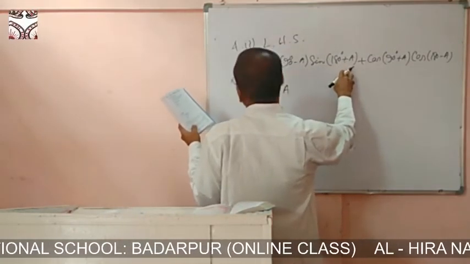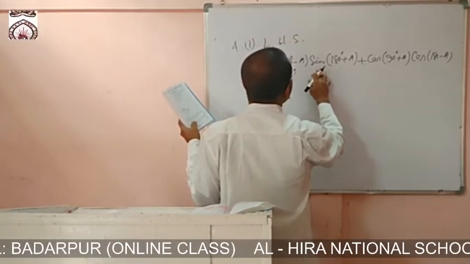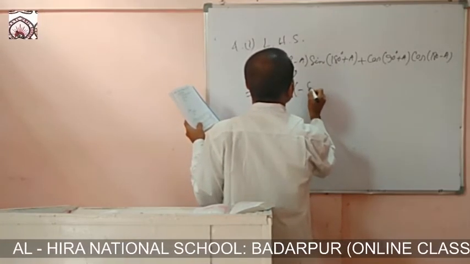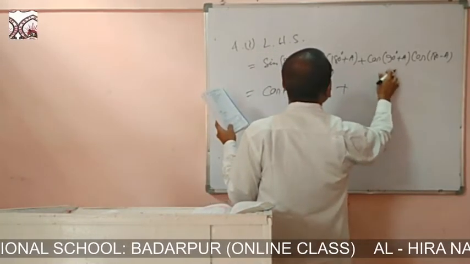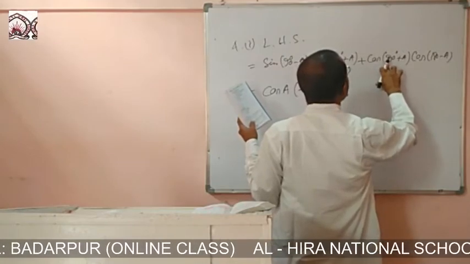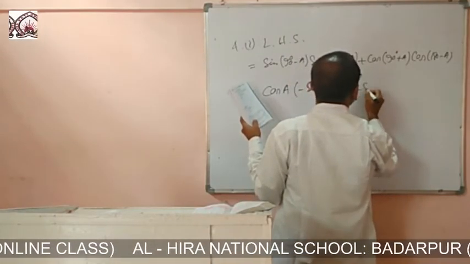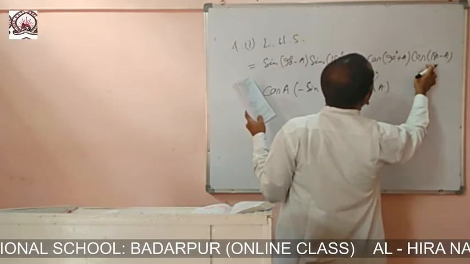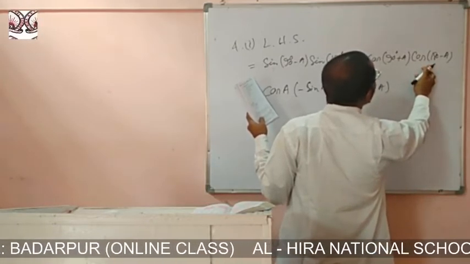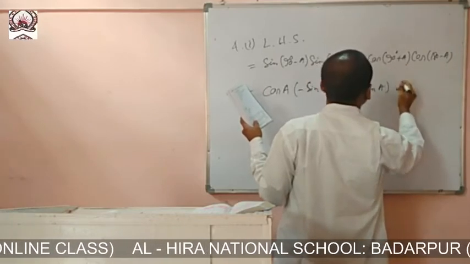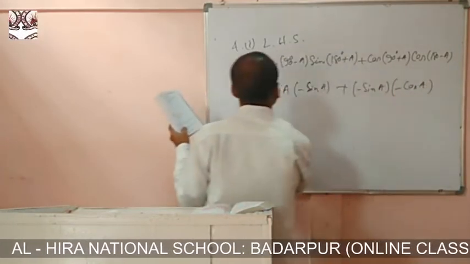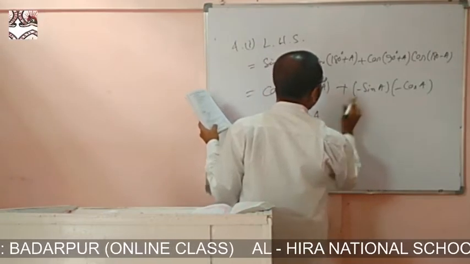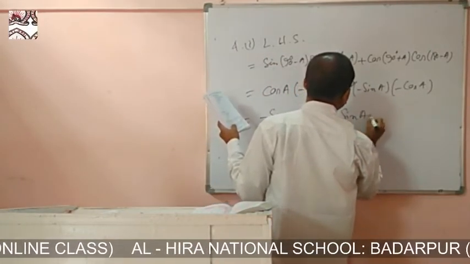Sin(180 plus A) is in the third quadrant and is an even multiple, so this will be minus sin A. Plus cos(90 plus A) is an odd multiple, so cos will become sin, so minus sin A. And cos(180 minus A) is 2 into 90 minus A, in the second quadrant where the sign is minus, so minus cos A. So cos A into minus sin A is minus sin A cos A. Minus minus plus, this will be sin A cos A.